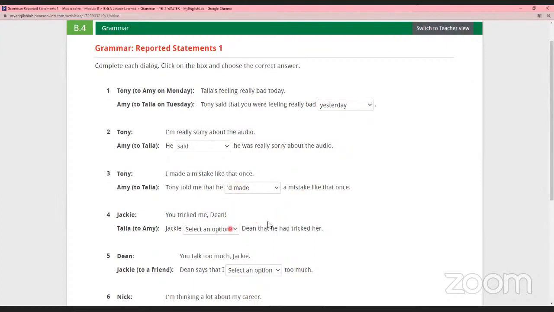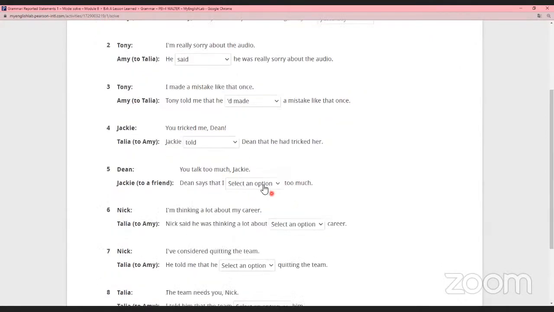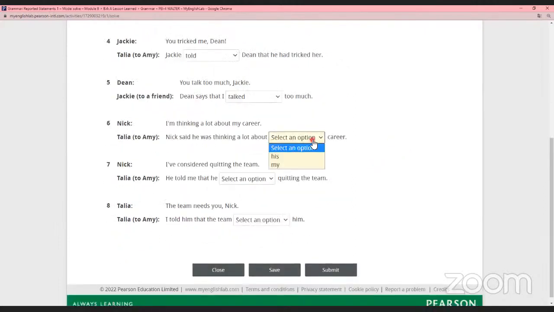You tricked me, Dean. Jackie said, no, told Dean, told Dean, okay, that he had tricked her. Dean: You talk too much, Jackie. Dean says, I talked too much. I'm thinking a lot about my career. Nick said he was thinking a lot about his career.